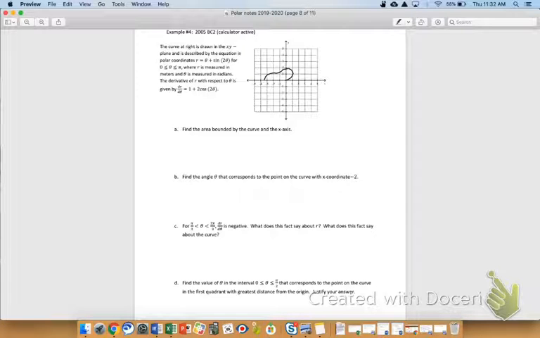I'm hoping that A looks like something that you would say, wow, this is exactly what we've been covering the last day or two. And then B, C, and D are more review style questions. This is definitely calculator active.